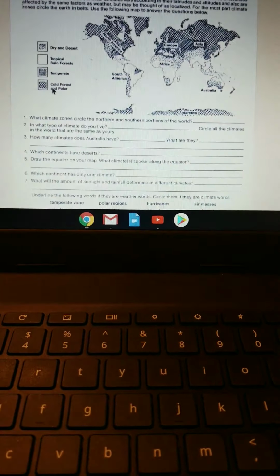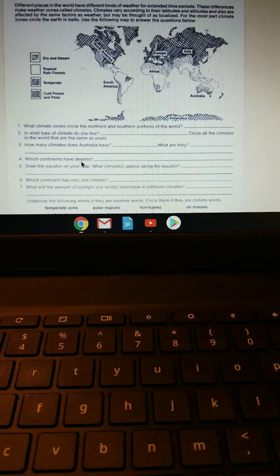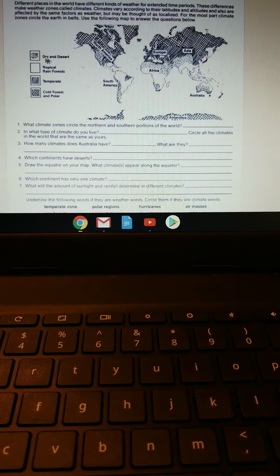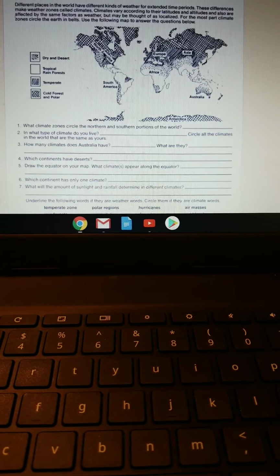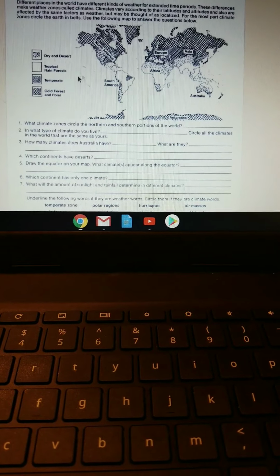I'm going to scroll down a little bit so you all can see. All right. Which continents have deserts? Deserts are right here, dry and desert. So which of the continents? And they're listed. So you just need to list which ones have deserts. Draw the equator on your map. What climates appear along the equator? Well, obviously you can't draw, but the equator is going to go right along about here. So what climates do you see?